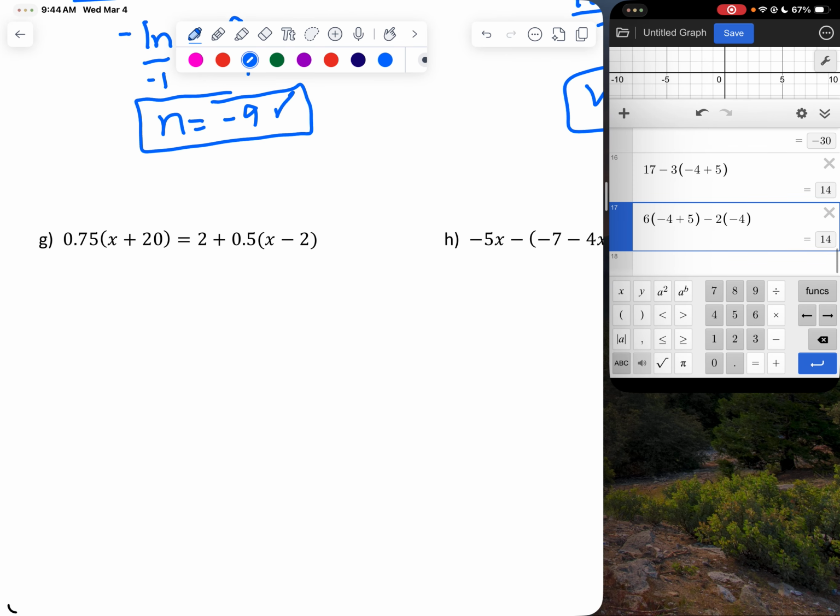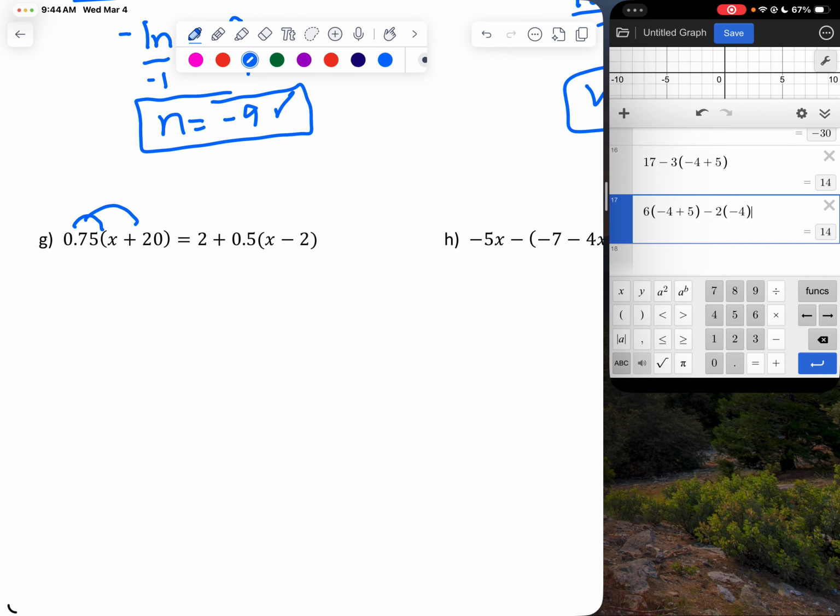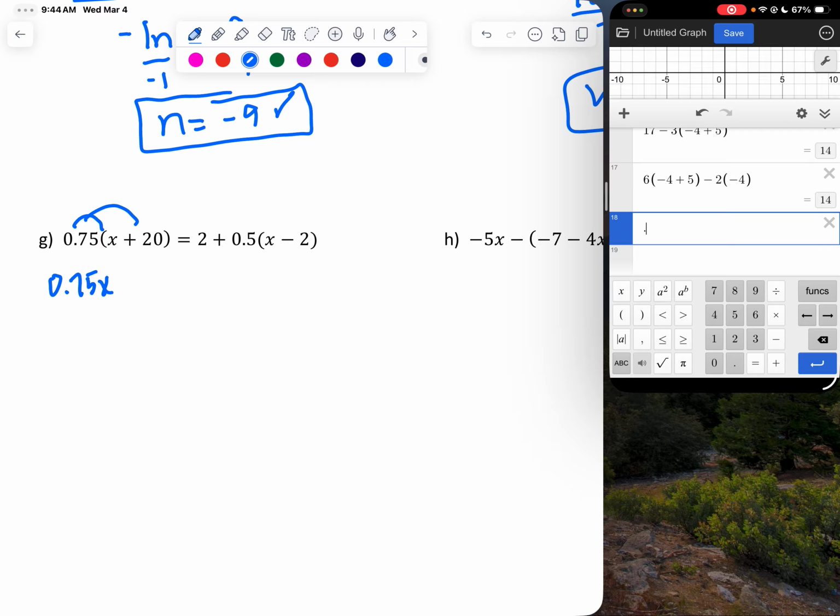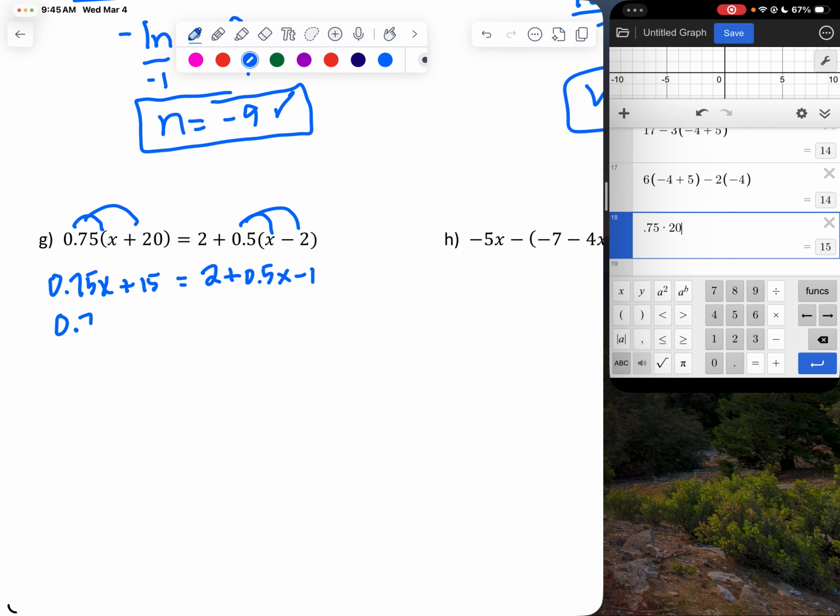All right, welcome back. Let's see how you did. I distributed the 0.75 to get rid of my parentheses. 0.75 times 20 gives me 15. On this side, I brought down the 2, and I multiplied everything in this parenthesis by 0.5. So that would be 0.5x. 0.5, that would be minus 1. Then I combined like terms. So on this side, I got 0.5x. 2 minus 1 is 1.